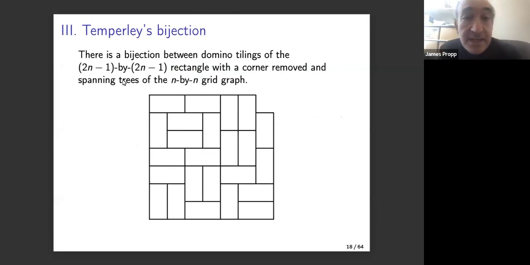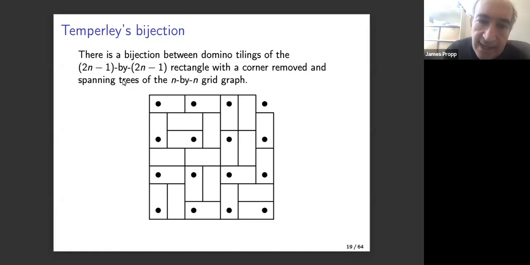Now there is a nice way for a 7 by 7 square or a 9 by 9 square. Well, of course there is. There are 0 tilings of those regions because they have odd areas. But actually, if you remove one corner of an odd by odd square, now it has even area. And now there's a nice way to compute the number of domino tilings of an odd by odd square with a corner removed. And that uses a bijection with spanning trees of an n by n grid graph.